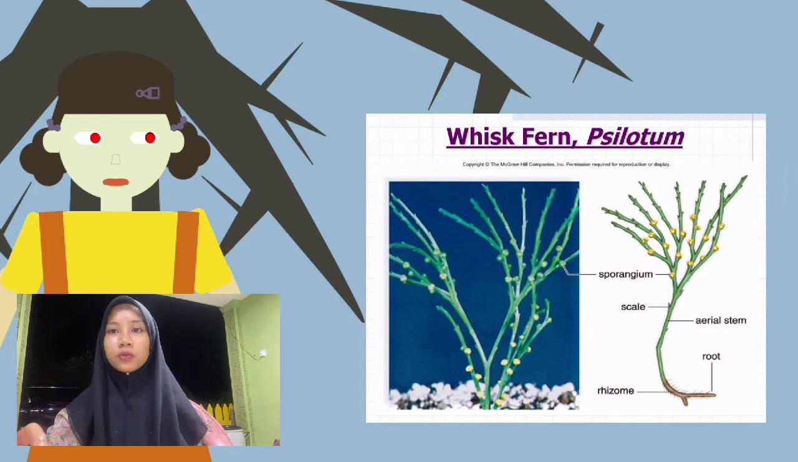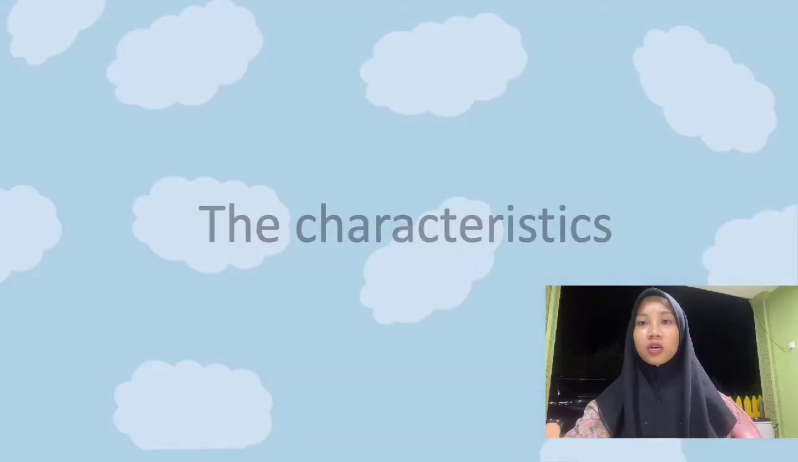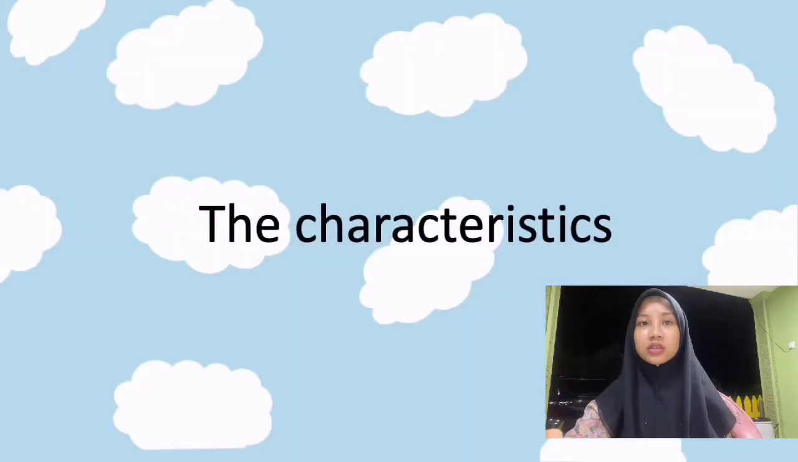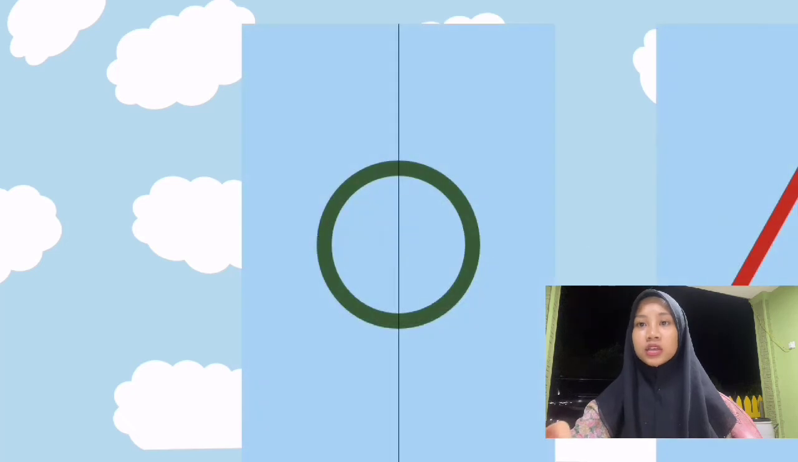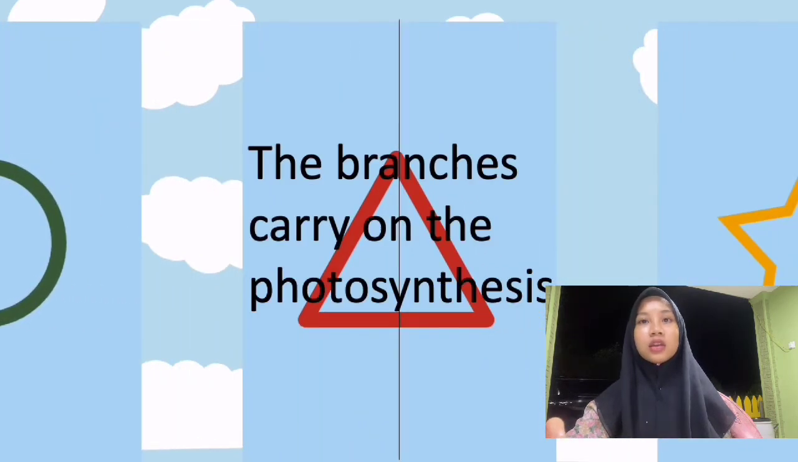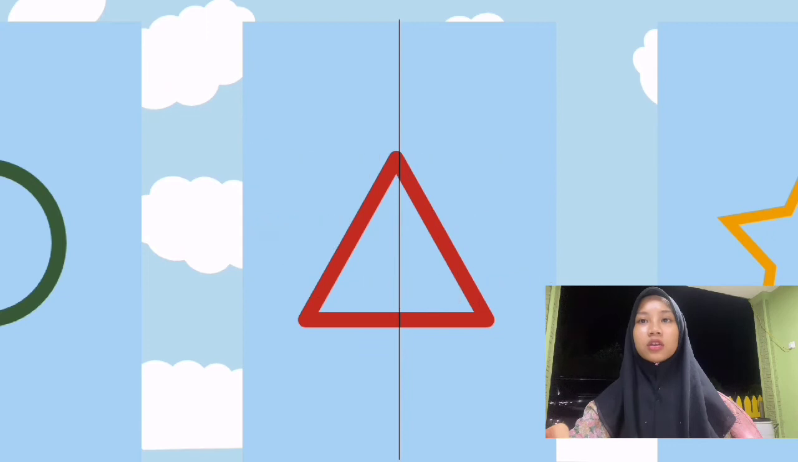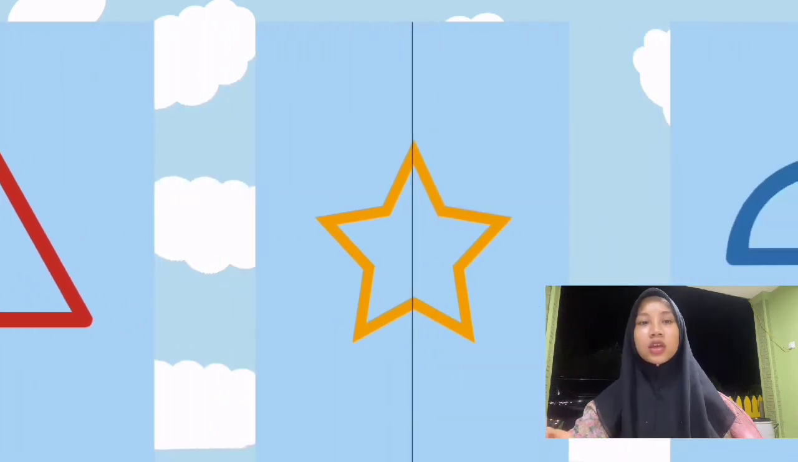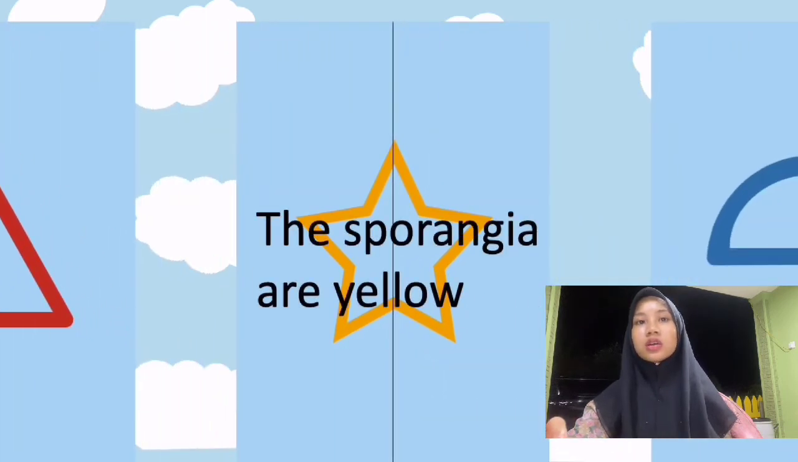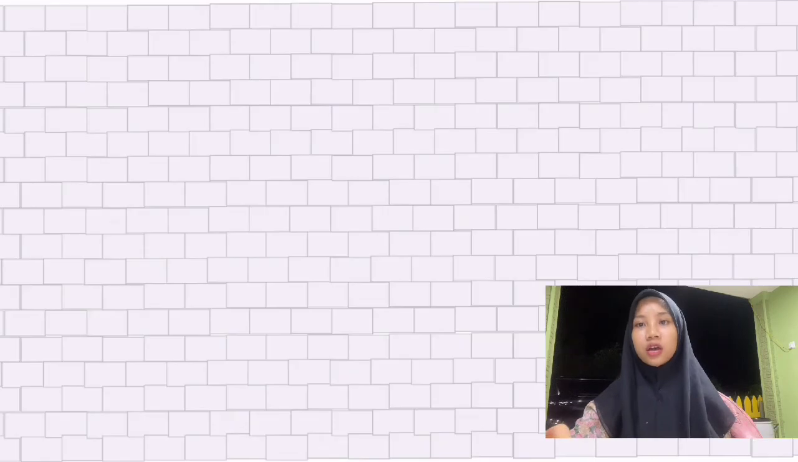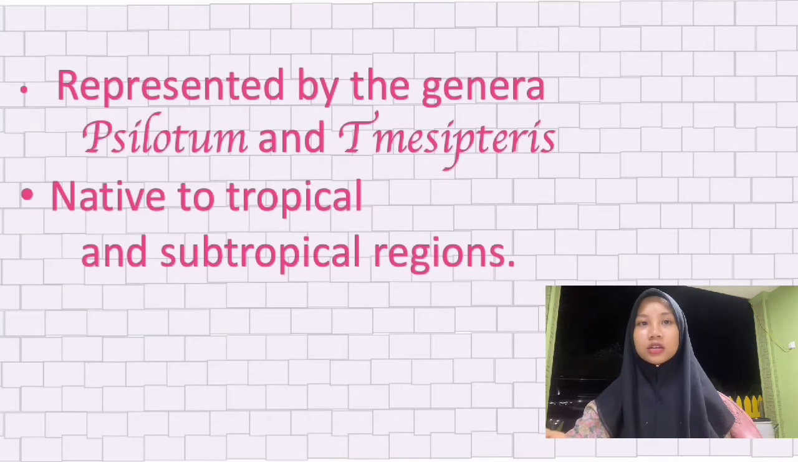Okay, we will move to the characteristics. The characteristics of whisk ferns are, the first one, it has no leaves, and then the branches carry on the photosynthesis, and the last part is the sporangia are yellow in color.